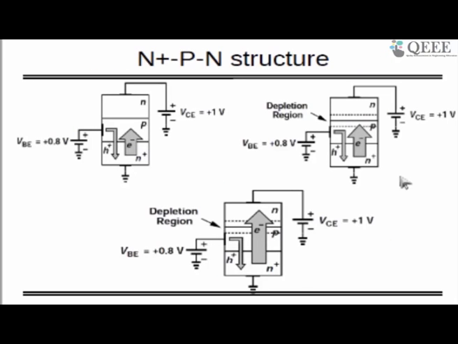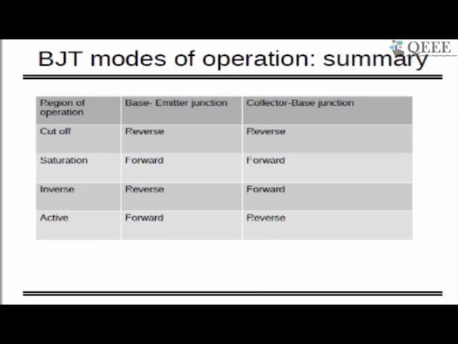Okay, so this is the same pictorial view at a different time. If it is t equal to 0, then this is t equal to 0 plus, and this is happening at t equal to 0 plus time, where this N plus PN structure gives you amplification. So let's summarize what we learned from the basic modes of operation. We have four different regions of operation: cutoff, saturation, inverse, and active.